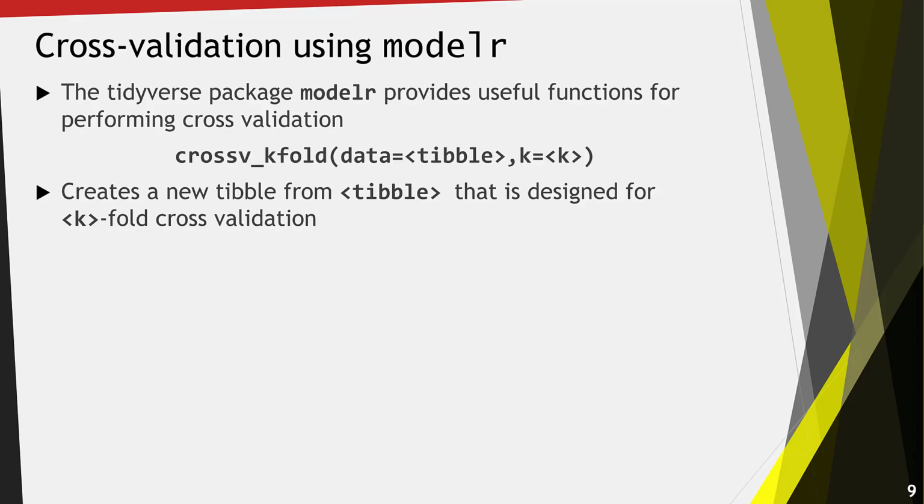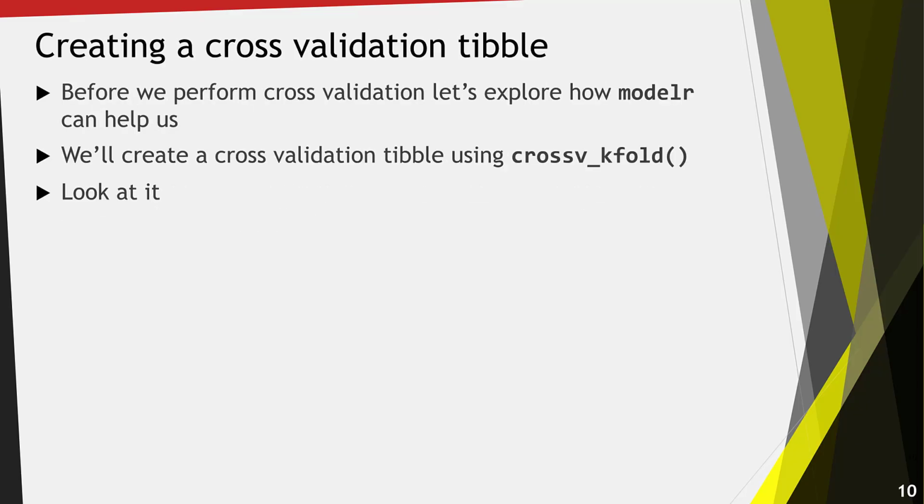The most valuable part of this package is the cross-v k-fold function. It takes two arguments. The first argument is a tibble of data. You can feed that in with the pipe if you would like. The second argument is k equals, where k is the number of folds that you would like to use in your cross-validation procedure. Before we use cross-v k-fold for cross-validation, I'd actually just like to take a look at it to see how it works.